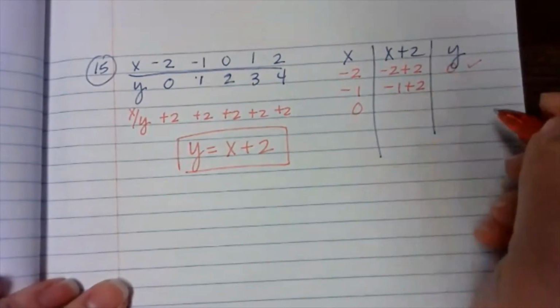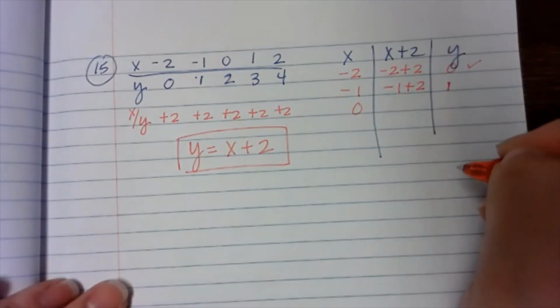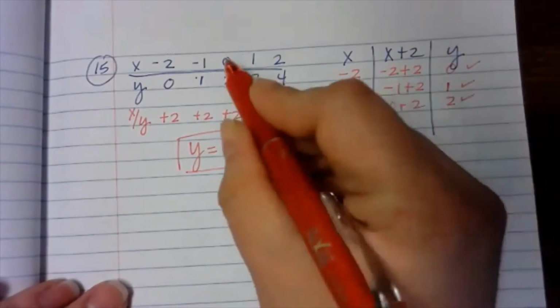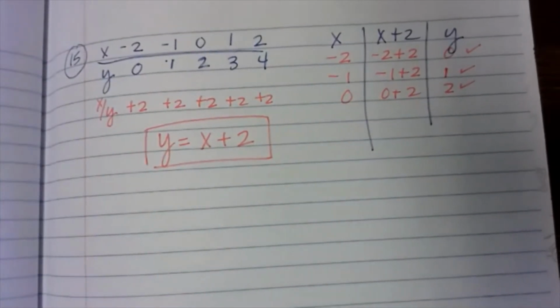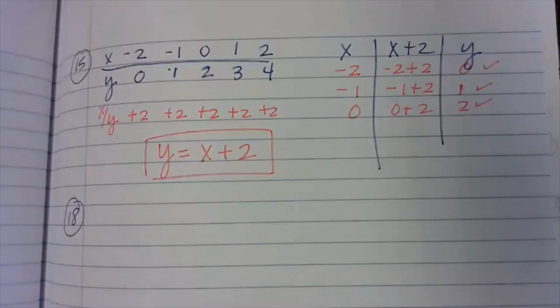-1 plus 2 should give me a 1. All right, so that's correct. And 0 plus 2 will leave me with a 2. And that one's correct too, 0, 2. Okay, so just make sure that they match up. All right, I'm going to go ahead and pause because I know you guys are ready for lunch.